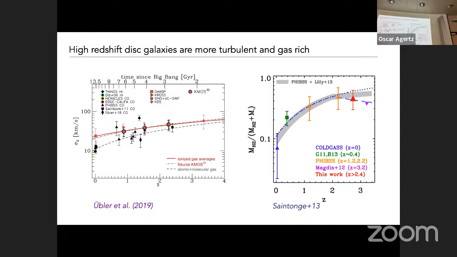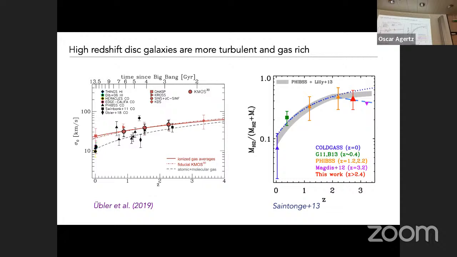Here's one from Hanna Ibler in 2019, where they look at the turbulent velocity dispersion of the gas in galaxies as a function of redshift. And these are different gas tracers. Some of this is H alpha, so warm gas, and some of this is CO. Okay? But it seems to be increased by a factor of a few compared to local universe galaxies. Okay? So they are more turbulent.